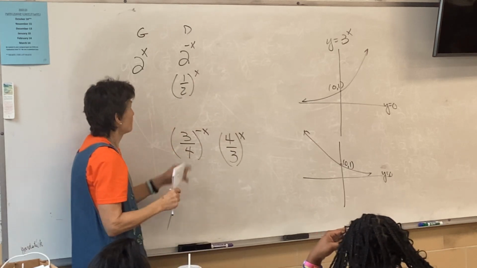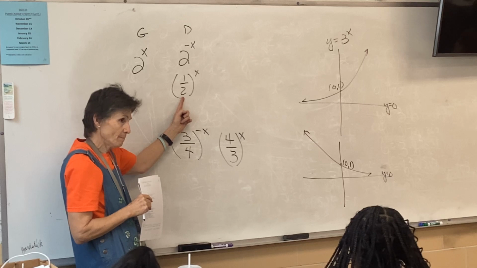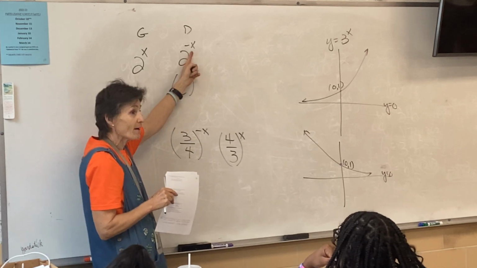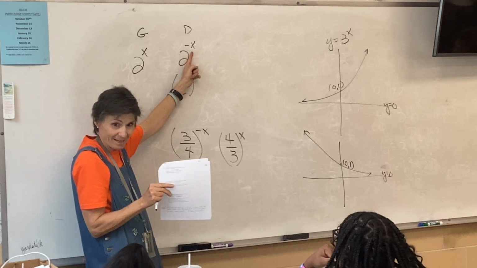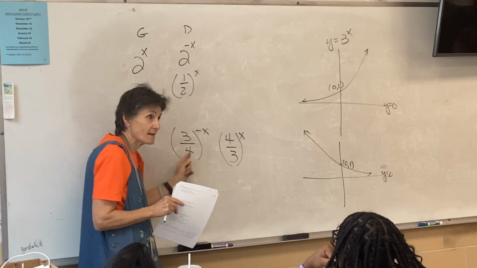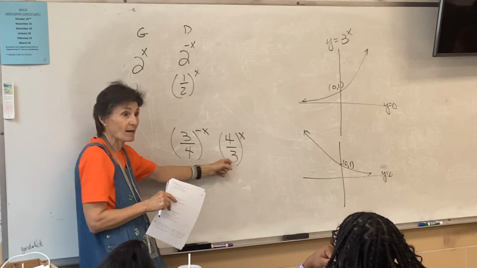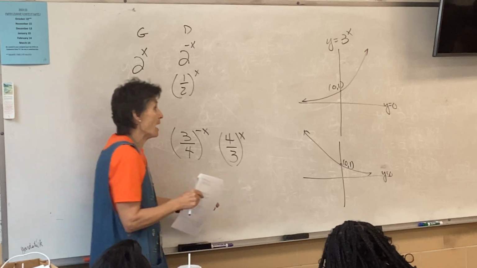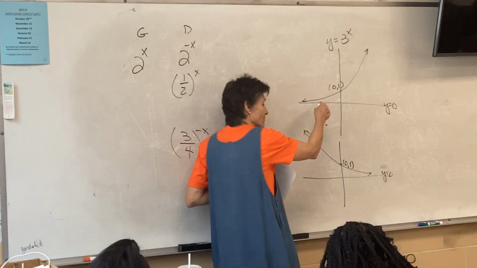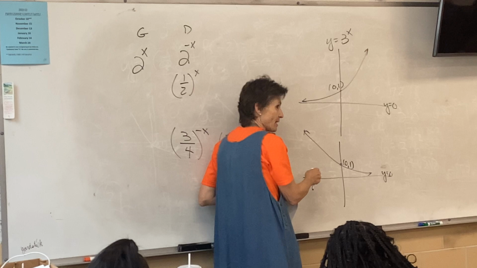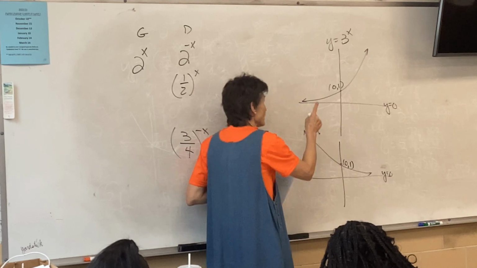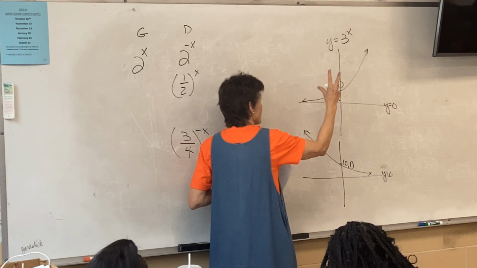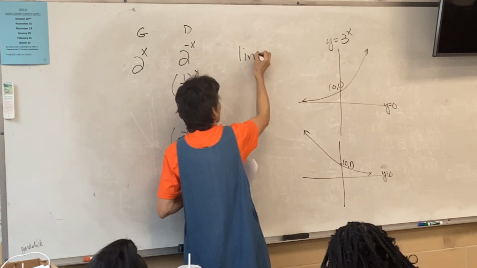So here's the deal. Numbers less than 1 will be decay. Negative exponents will be decay. But when you have both of those things, they cancel each other out, and it actually becomes a growth. Got it? Now, every growth is going to have that shape. Every decay is going to have that shape. So, when we describe the end behavior, every exponential growth problem is going to be the same.